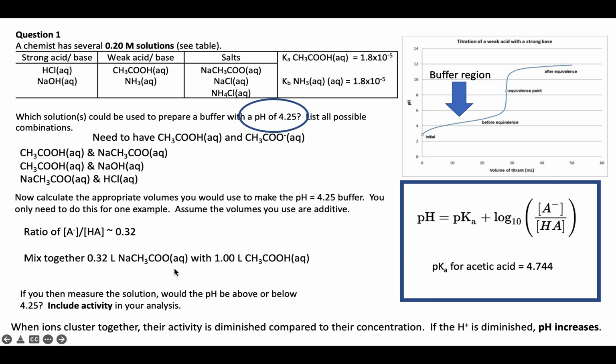Finally, in terms of the activity, I'm thinking about how ions can cluster together, and the activity would then be diminishing their amount relative to what their concentration had been. H+, that's an ion that could be involved in the clustering, and if the H+ is diminished, there's less H+ present, so the pH is going to increase.